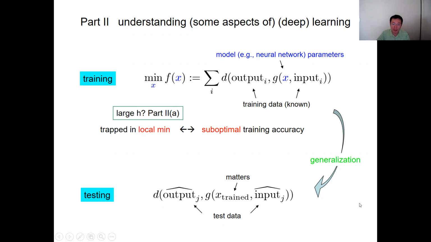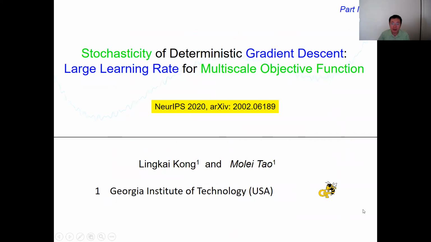So some is better. And in part 2b, I'll try to argue that if you use a large learning rate, you can actually pick the ones that generalize better. So that's again something that people like in practice. Okay, so let me first describe part 2a.